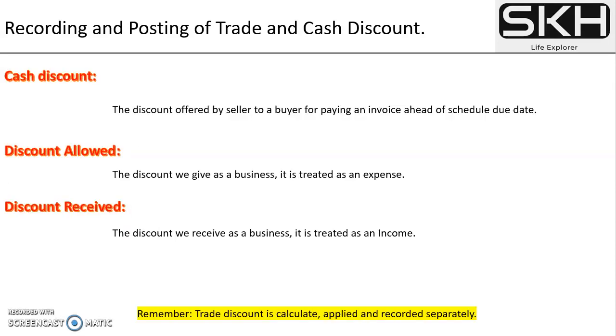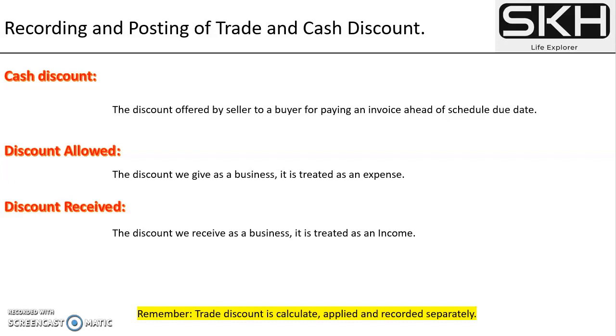Basically, cash discount is offered by the seller to the buyer. Why will the seller give a discount to the buyer? Because when we buy something on credit or sell something on credit, we always make a promise to our supplier that we will pay him that amount on a due date, or maybe our customer can make a promise that he will pay us on a specific date. But if we want to receive money quicker, we can offer our customers some discount, or maybe our supplier can offer us some discount, and that discount is called cash discount.